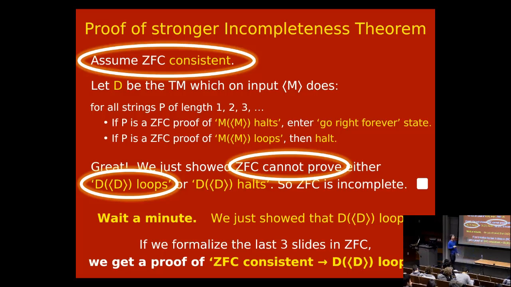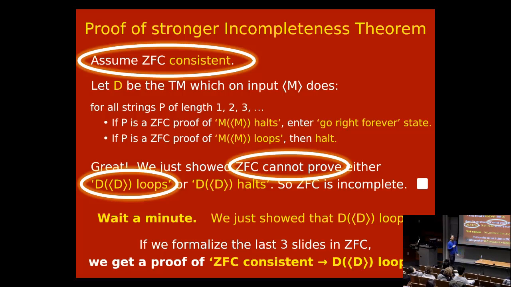So what we really proved is this. If ZFC is consistent, then D of D loops. And we proved that using good old regular mathematics. Yeah? But doesn't that still imply if ZFC is consistent, then ZFC is not consistent? Close. This is exactly what I'm going to say now. What's really true is that using regular mathematics, we proved that if ZFC is consistent, then this program, when run on itself, loops.